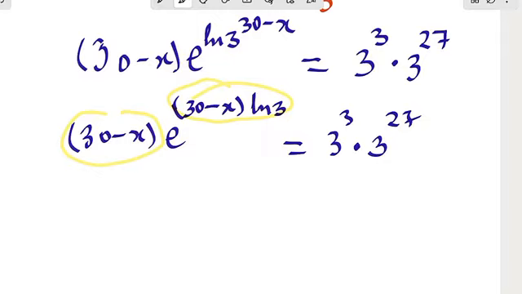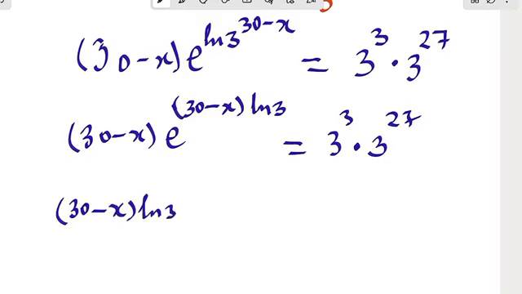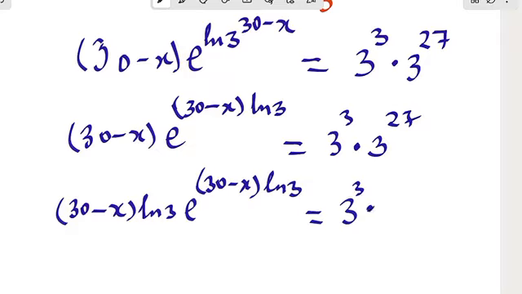The power of e has ln of 3, but the coefficient of e does not have ln of 3. So therefore, we are going to multiply both sides by ln of 3. Okay, so that will be (30 minus x) ln of 3 e to the power of (30 minus x) ln of 3. Then you have 3 to the power of 3 multiplied by 3 to the power of 27, also multiplied by ln of 3.